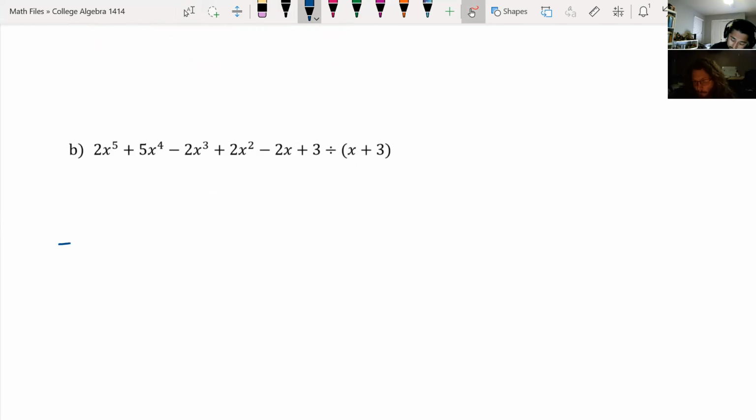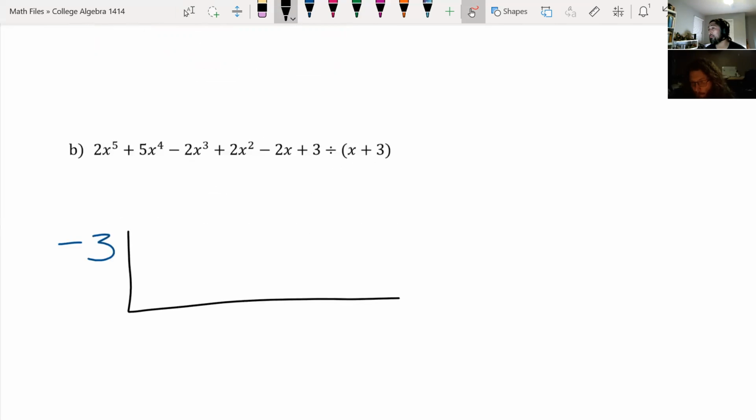-3. -3. Good. And then we set up the symbol and we only put the coefficients of the dividend. So what am I going to write? 2, 5, -2, +2, and 3. Nope. Forgot the other -2. Oh, I'm sorry. You're good.